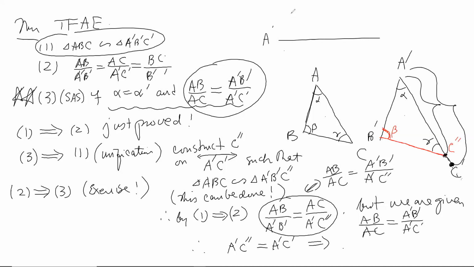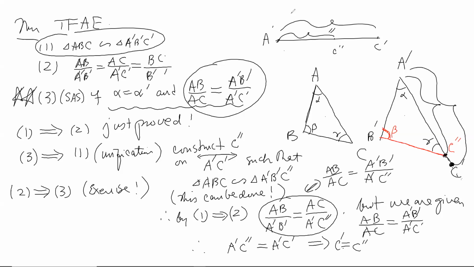This is A prime, this is C prime, and this is C double prime. This length equal to this length. What does that conclude? C prime and C double prime are the same point. So this says C prime must be equal to C double prime, right? So this is the argument called unification.